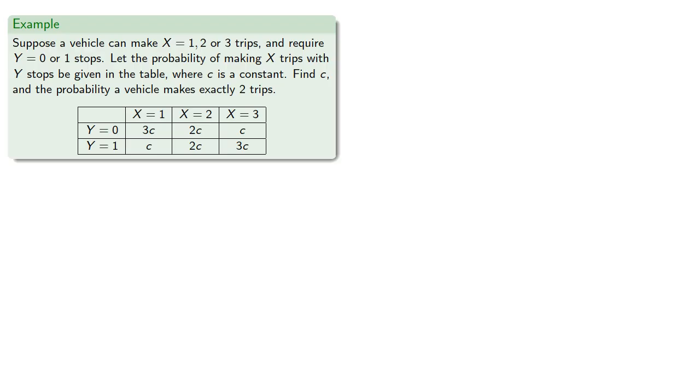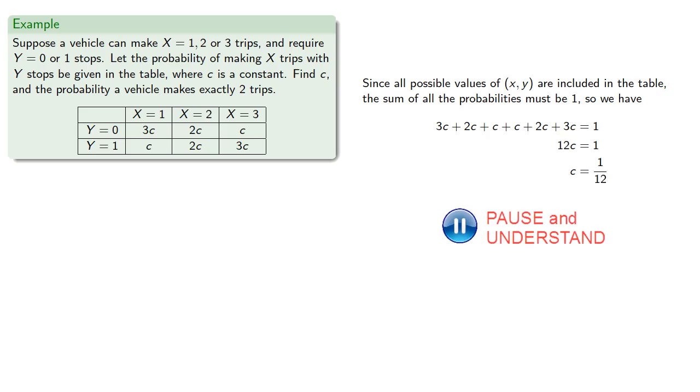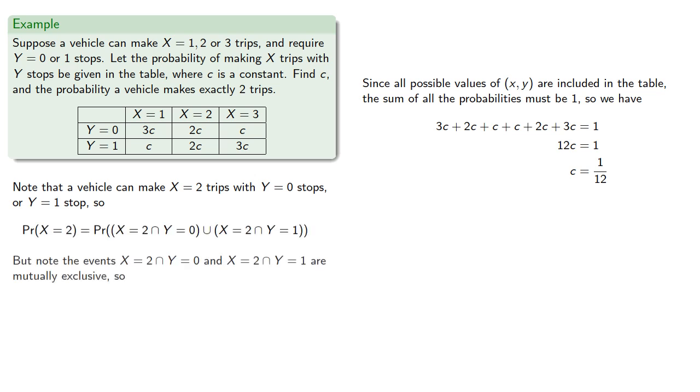Since all possible values of x and y are included in the table, the sum of all the probabilities must be 1. And so we have, and so c is 1/12. Note that a vehicle can make x equals 2 trips with 0 stops, or 1 stop, but these events are mutually exclusive, so we can add the probabilities to get.